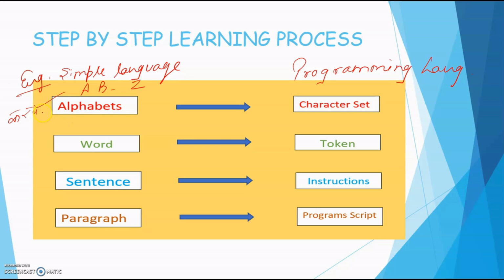After learning alphabets, you will learn how to create a word, because a word is a combination of alphabets. If we talk about the sentence, the combination of these words forms a sentence. And after that, you will learn how to make a paragraph by using these sentences. So a paragraph is a combination of sentences, a sentence is a combination of words, and a word is a combination of alphabets.